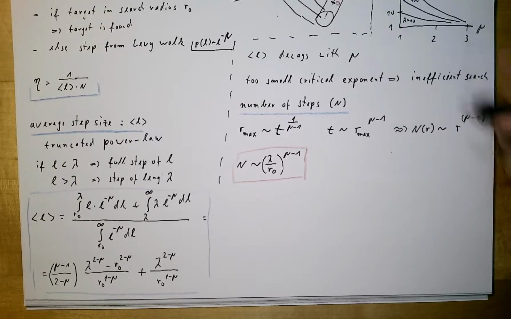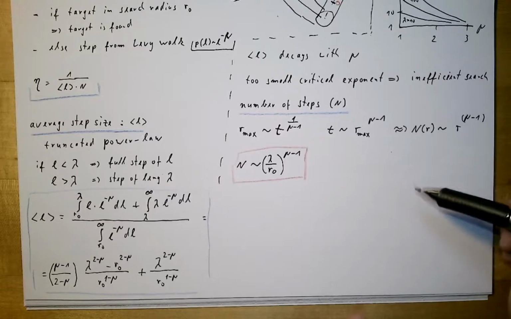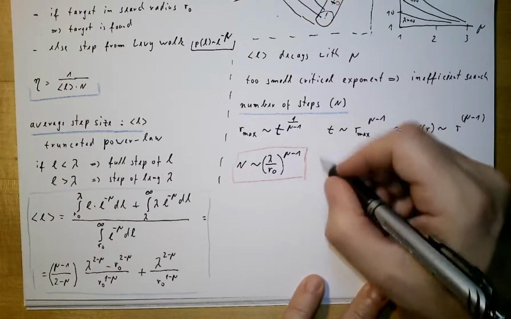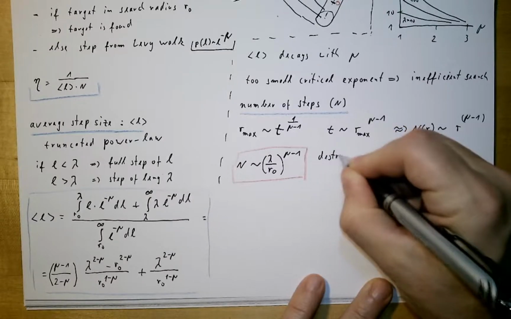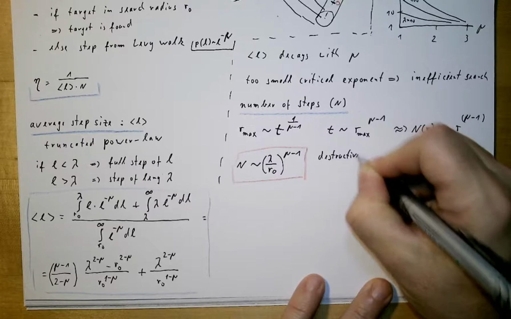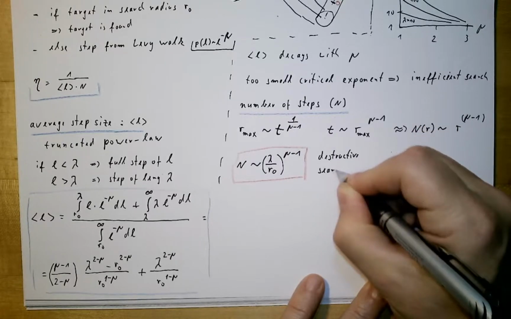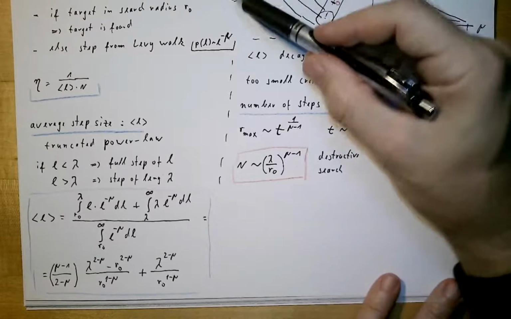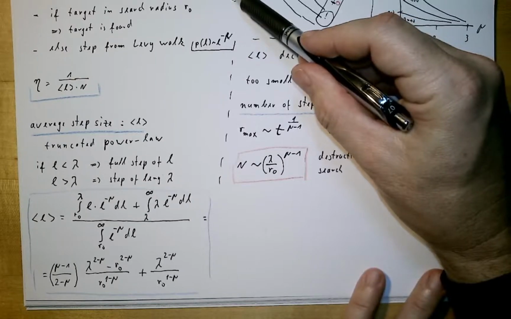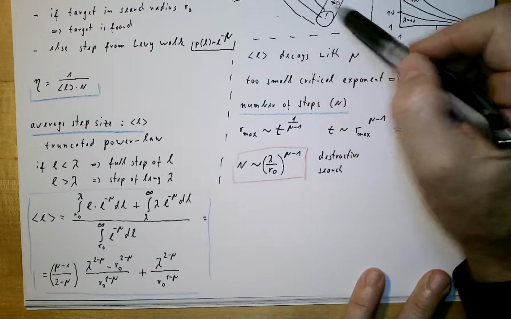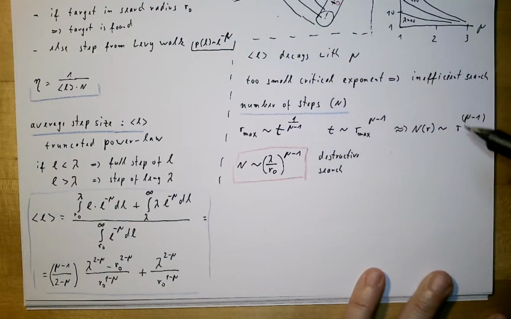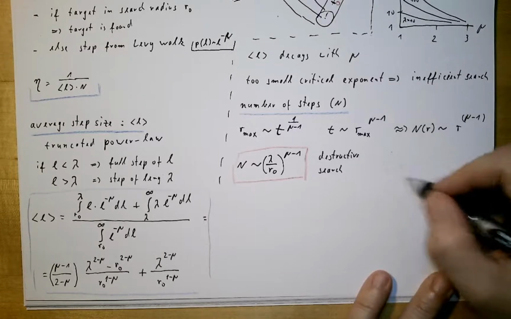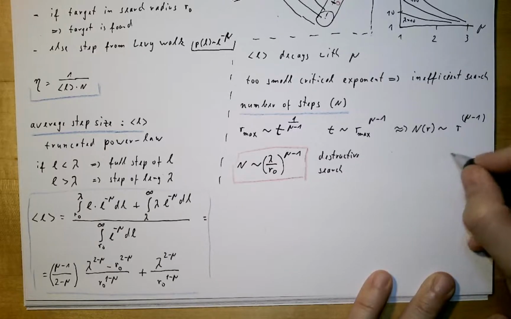But now there comes a small twist to the whole story. And the twist is this holds only for destructive search. This means once we have found a target, we need to find another target. So we need to go really a distance away. But what happens if we have non-destructive search?